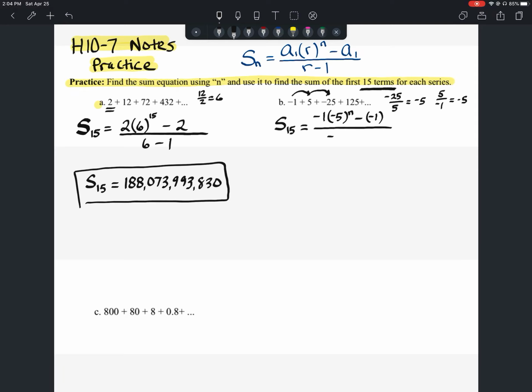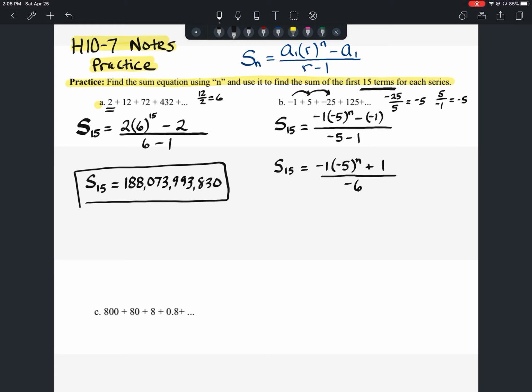So we're going to say -5 minus 1. Maybe we simplify that before we type it into the calculator a little bit, right? I'm going to just still say -1 times -5 to the power of n, because we have to deal with n before we can deal with those negatives. But minus a -1 is like saying +1. And on the bottom, -5 minus 1 is -6, not -4.